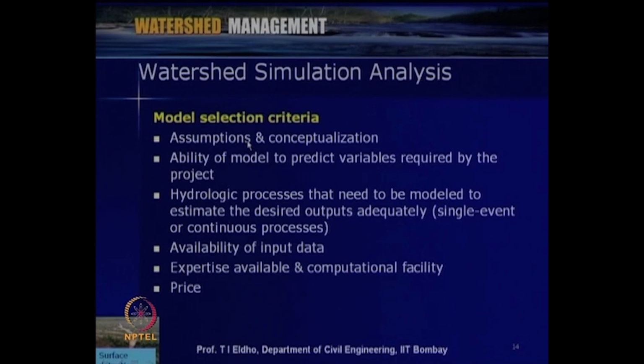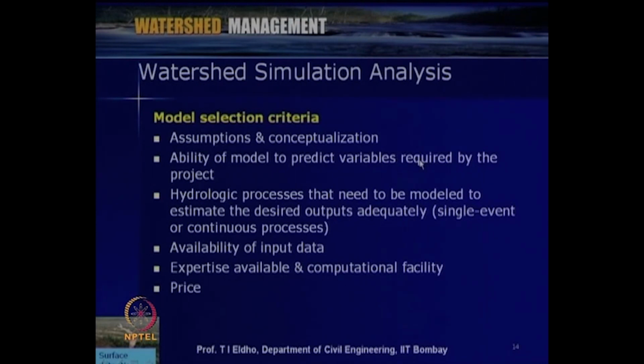Now, when we are going to select a particular watershed model, we have to see certain criteria we are meeting. So, what are the important criteria? The important criteria I have listed here. We may have to look into various assumptions which we are using. So, first we delineate the watershed, and then when we are going for flow simulation, flow is taking place in 3 dimensions, but we may consider the flow variation as 2 dimensional or 1 dimensional. That kind of assumptions we can put, and then we can conceptualize a model. So, that is the assumptions and conceptualization step, and then the ability of the model to predict variables required by the project or required by the objectives.